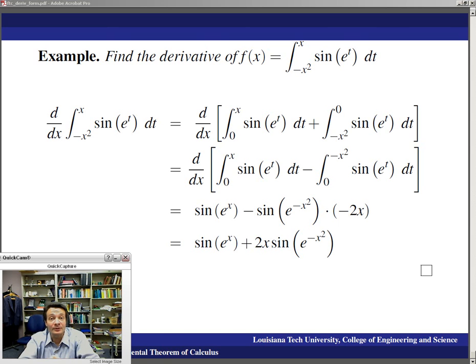All right, with that, we've talked enough about the fundamental theorem of calculus. We're now ready to talk about applications of integration, but that's a different presentation.